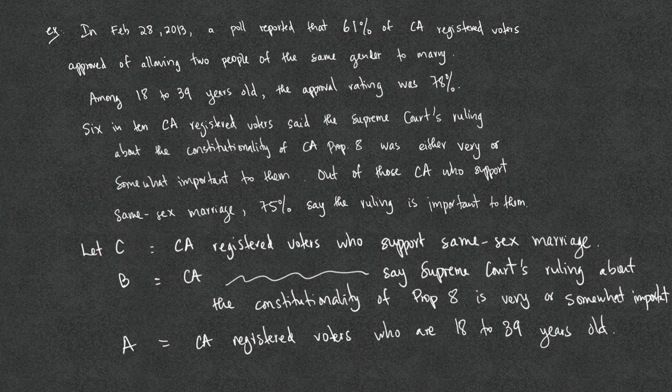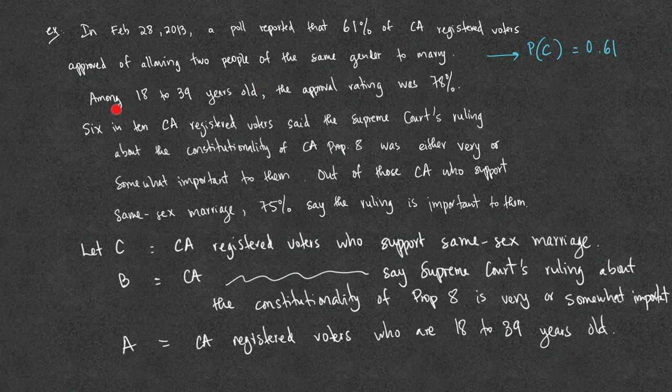C is the event that the California registered voters support same-sex marriage. Thus, from this first sentence, we can summarize or rewrite it as P of C equals 0.61. The probability is a number between 0 and 1. So even though this is in percentage, we want to convert it into a decimal number.